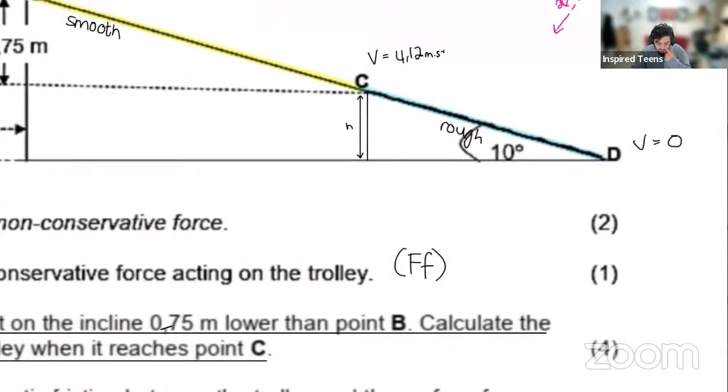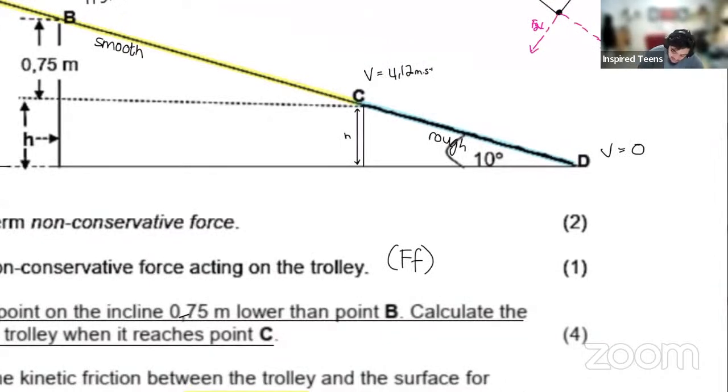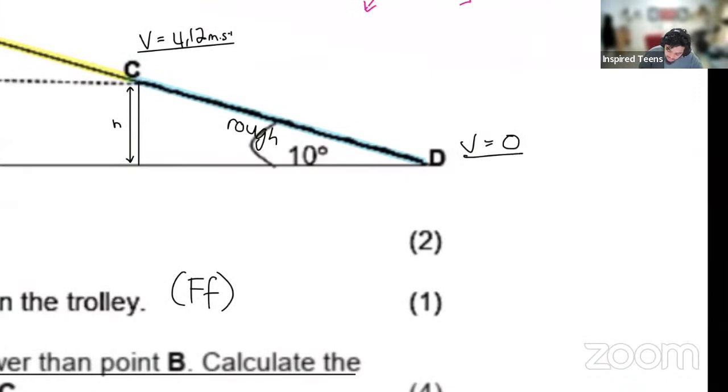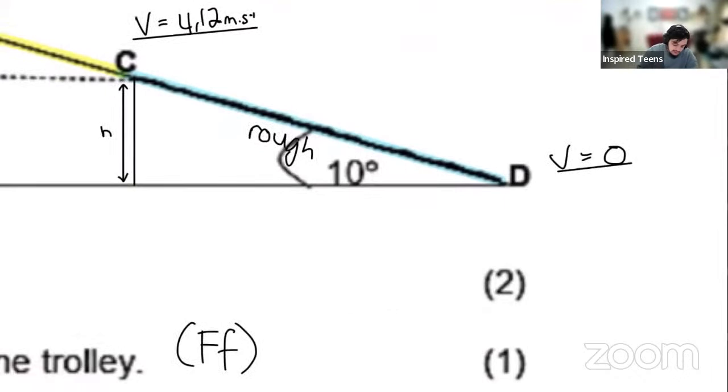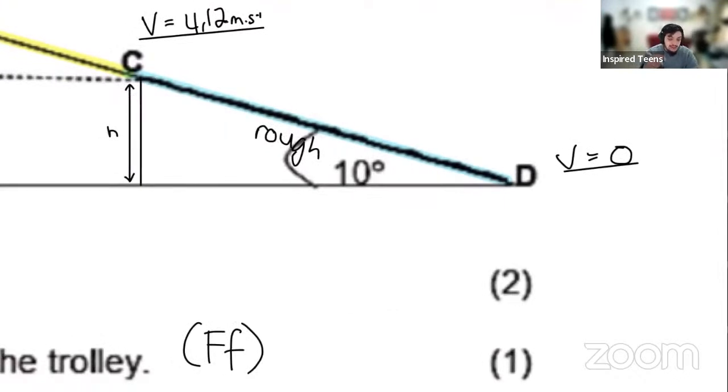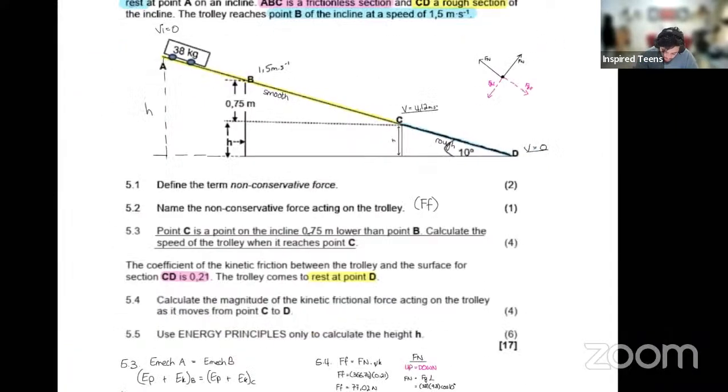Okay, they want us to calculate the height at C. So we actually have the velocity at C, and they told us that it comes to rest at point D, so we have the velocity at D as well. So heights and velocities again, and we know the height at D. The height at D is 0, because that's touching the floor, or if we use relative height to C, they want us to calculate the height of C above D, so we can use D as 0. Either way, even if it wasn't on the floor.